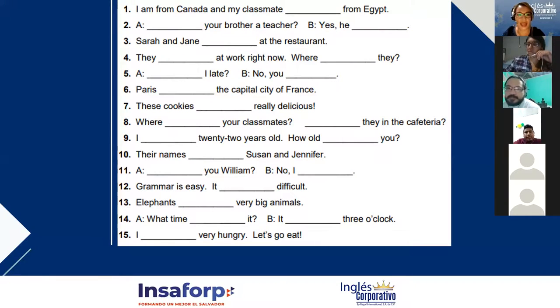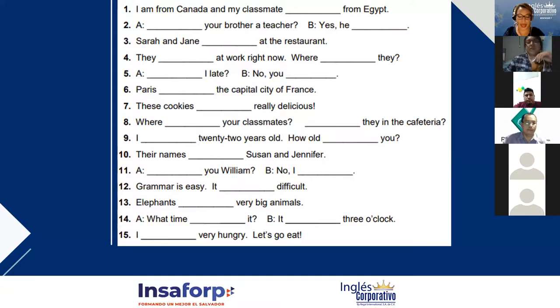So, good catch. Number four, volunteer. Are. Ajá, pero lean la completa. They are at work right now. They are at work right now, ajá. And the rest? Where is they? Where are they? Ajá. Number five, volunteer.